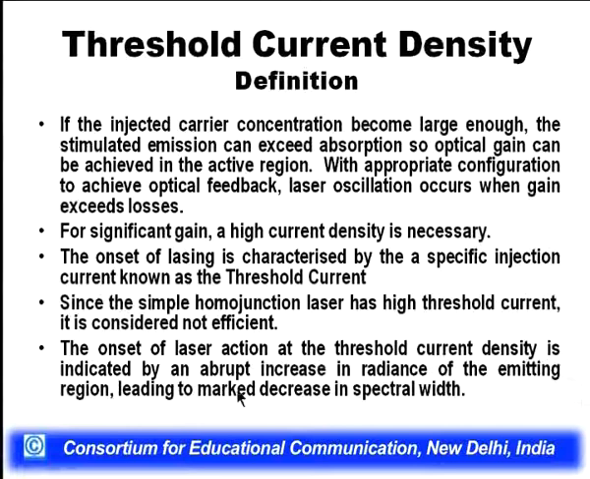The onset of the lasing is characterized by the specific injection current known as the threshold current. Threshold current is needed to maintain the pumping in the semiconductor laser. Since the simple homojunction laser has a very high threshold current, it is considered not efficient. The onset of laser action at the threshold current density is indicated by the increase in the radiance of the emitted region. If we want to increase the lasing action or the radiance of the emitted region, the threshold current density injected must be increased. If the threshold current density is increased, then we can get a good laser output, leading to a marked decrease in the spectral width.